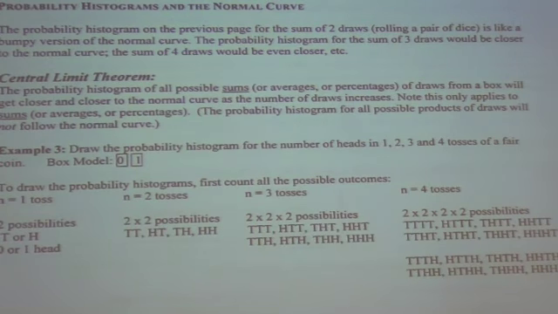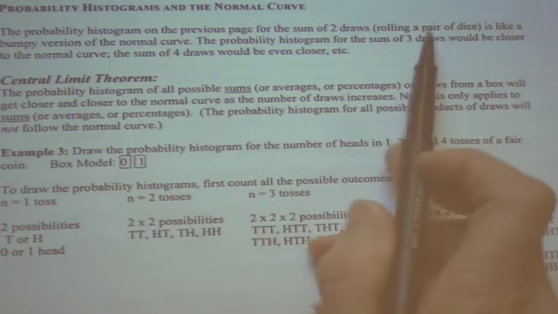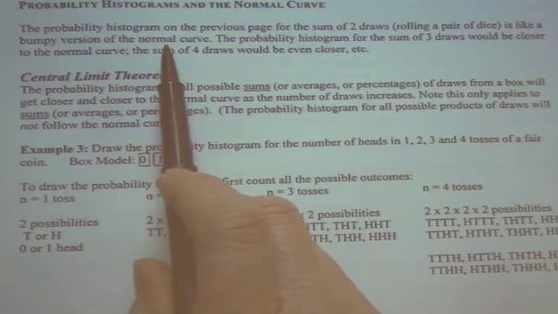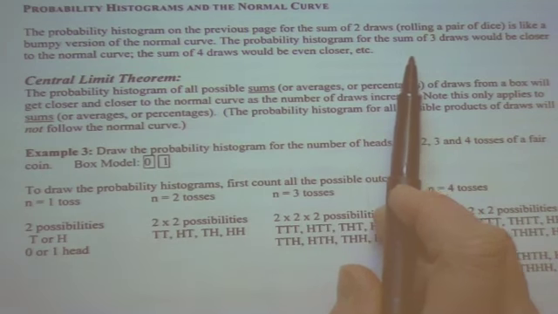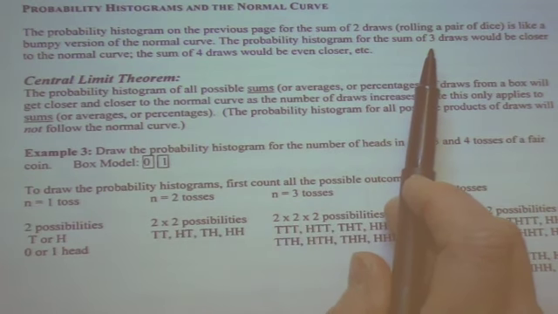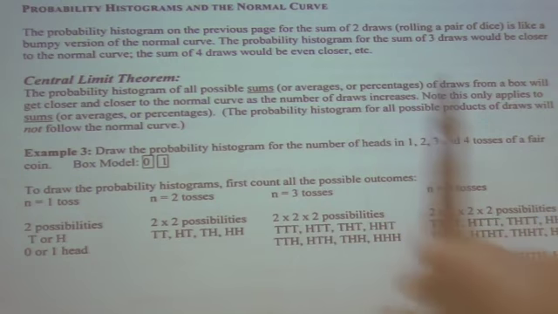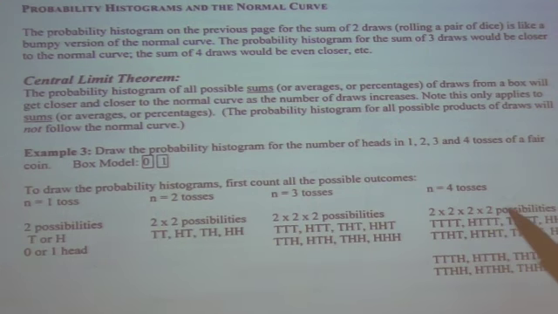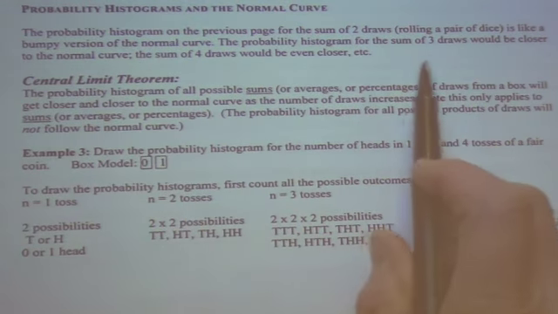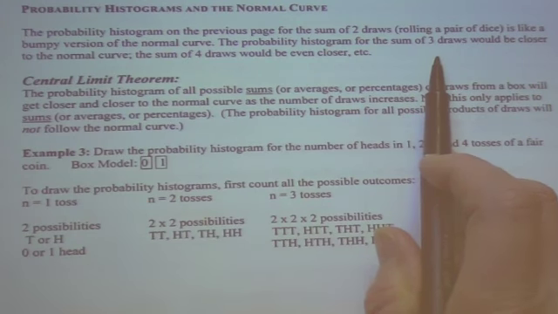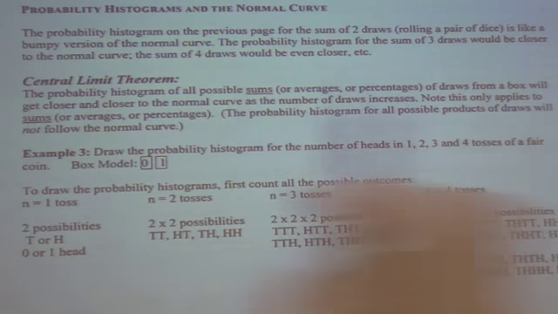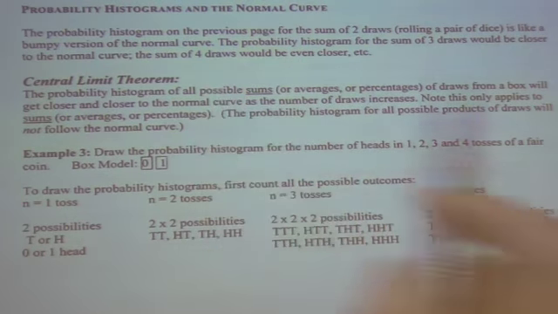All right, so as we saw on the previous page, the probability histogram for rolling a pair of dice is like a bumpy version of a normal curve. And if we roll 3 dice instead, and took the sum of all the spots, so the lowest possibility would be 3, if we got all 1s, and the highest possibility would be 18, if we got all 6s, that would look even more like the normal curve. And the sum of 4 draws would be even more so.